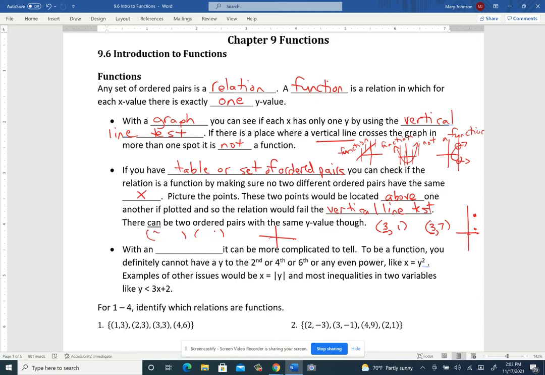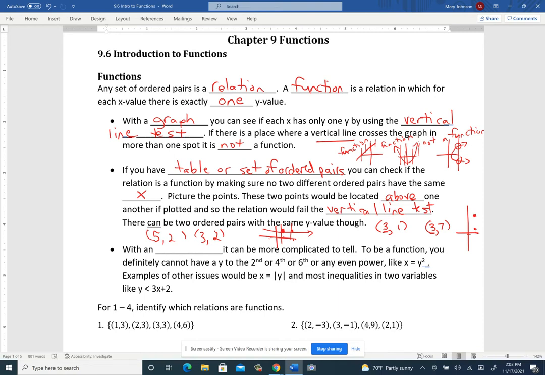If you had the ordered pair 5, 2 and the ordered pair 3, 2, the ordered pair 5, 2 would be here, and the ordered pair 3, 2 would be lined up to the left of it. That would still be a function. It would pass the vertical line test. There's no vertical line that would hit those points in more than one spot.